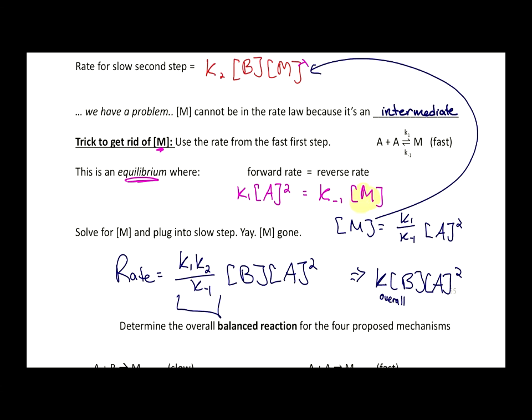Well, we already did the easy one, where the first step's the slow step. Now, this is as hard as it gets. The second step is the slow step, but the same rules apply. The slow step determines the overall rate law. We just have to do a little bit of manipulation to get rid of that intermediate. Okay, feel good? Let's do some more practice.